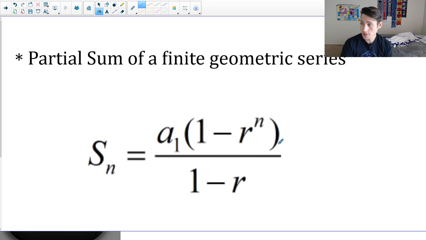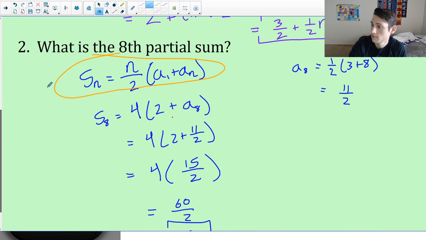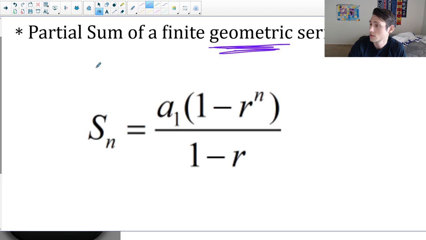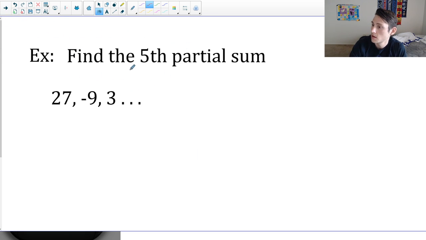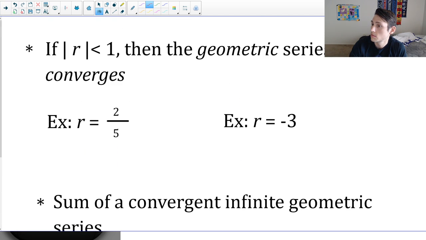We also have a partial sum formula for a geometric series. Okay, now again, we already have a partial sum formula for arithmetic. This is our partial sum formula if we're talking about an arithmetic sequence. So let's talk about a geometric sequence. So it's a little more complicated. A1 times 1 minus r to the nth power, divided by 1 minus r. Okay, there's certainly a lot more going on.